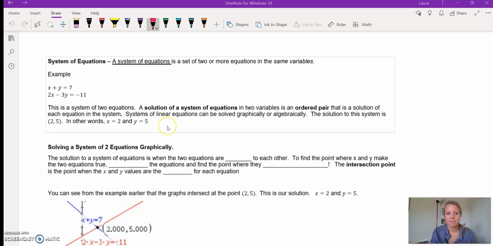So if you recall, a system of equations, oh, my pen's going to be slow. Oh no! Okay, my computer just froze on me.